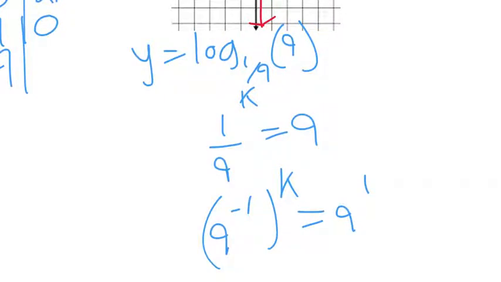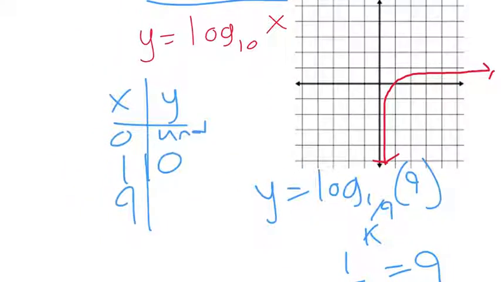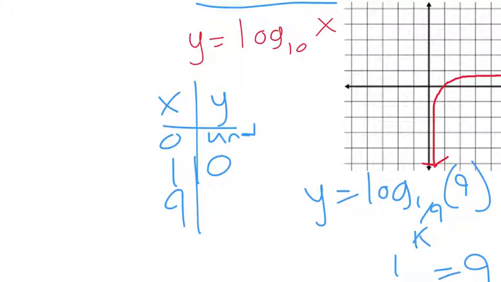And again, if you're wondering where I get this from, this is the exponential form of a logarithm: b to the y equals x. This is your base, this is your x, and your y is something that we don't know. Or I guess you could have done it with the calculator too. If you plug in log base 1/9 of 9, you get out -1.